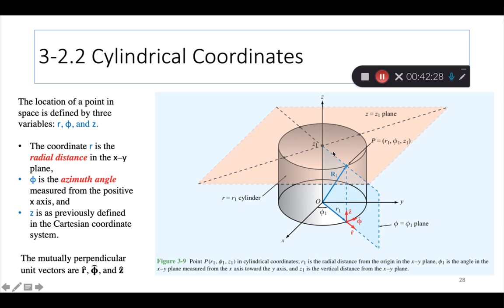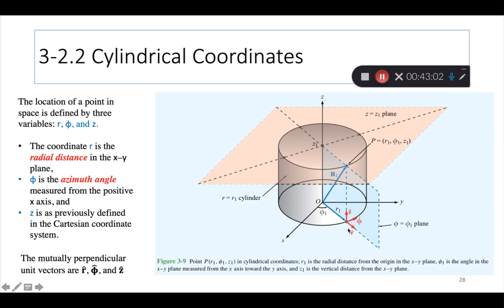You can see the figure gives us a little more detail. There's the z plane, the phi plane, and then there is a cylinder at r equals r1 for this point P represented in the cylindrical coordinate system. Okay, so spend some time, and of course the three unit vectors are also shown here in the figure.